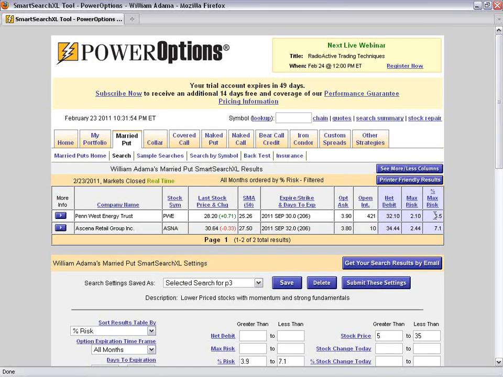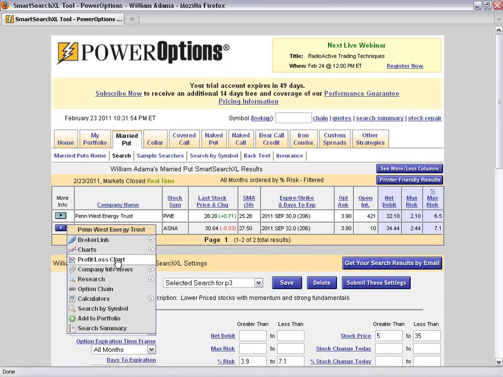Penn West Energy, risk of 6.5%, pretty high. Buying the stock at 28.20 and selling the September 30 put. What about if I just bought the September 30 put and either sold the slightly in the money, let's say maybe March 28 put, 29 put even, or the March 28. What would that look like? Let's simulate it. Let's go to the profit and loss chart.